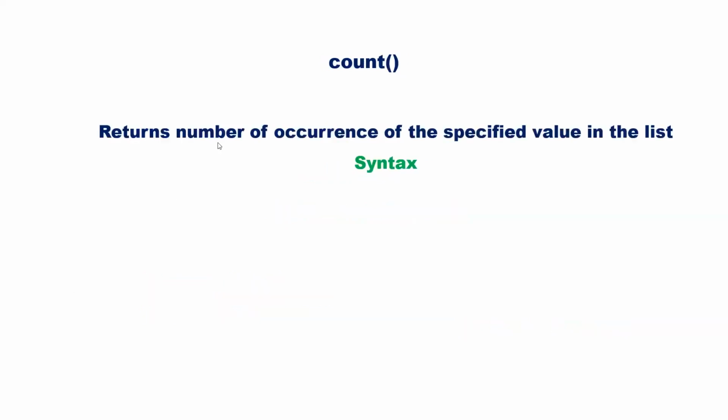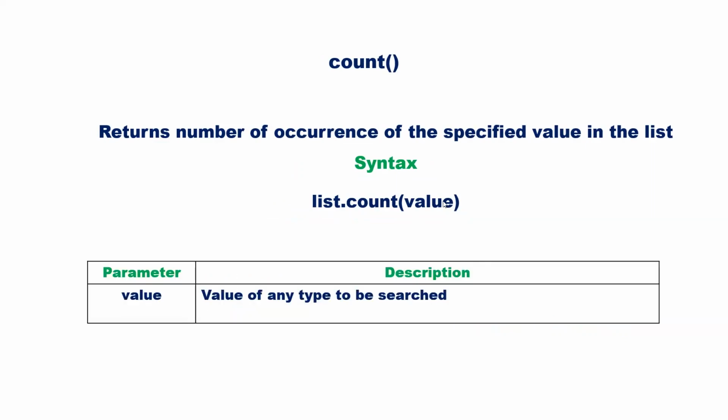The count function returns the number of occurrences of the specified value in the list. The syntax is list.count(value). Here, value can be of any type to be searched. Value is the element that needs to be counted.